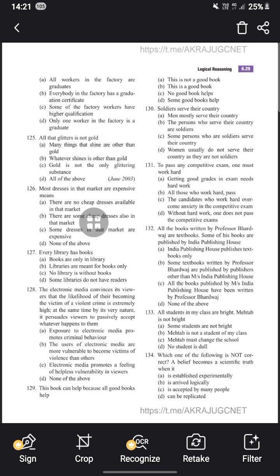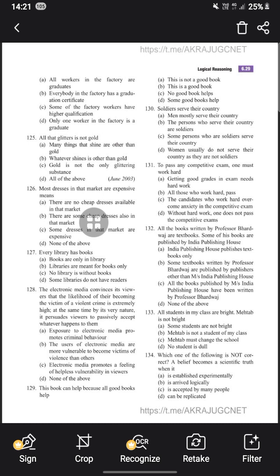The electronic media convince its viewers that the likelihood of their becoming the victim of a violent crime is extremely high. 128 is C. Electronic media promote a feeling of helpless vulnerability in viewers. This book can help because all good books help. 129 is B. This is a good book. Soldiers serve their country. 130 is C. That is some persons who are soldiers serve their country.